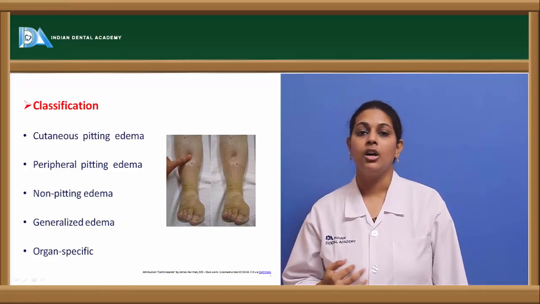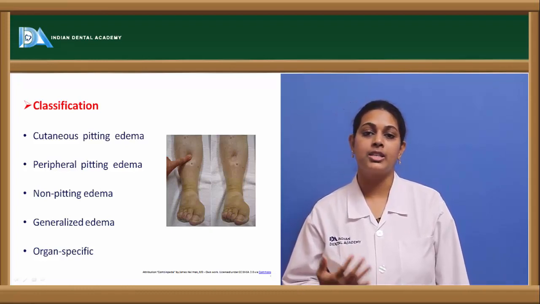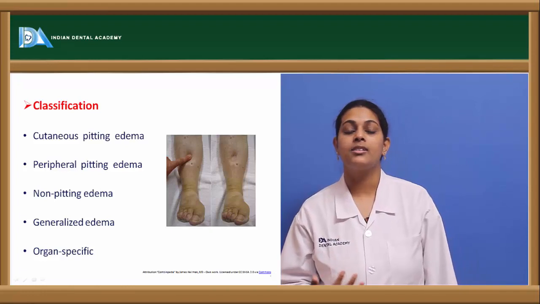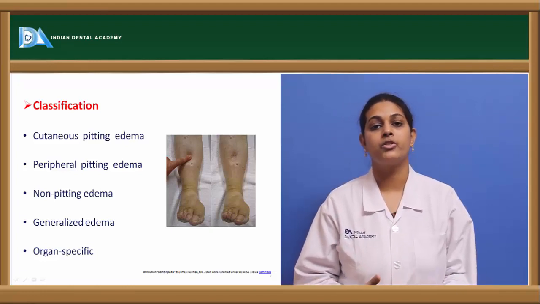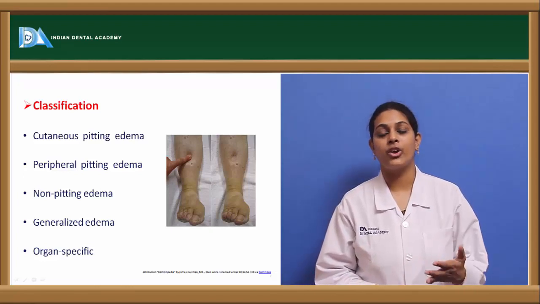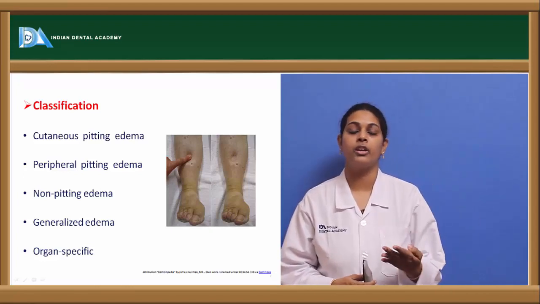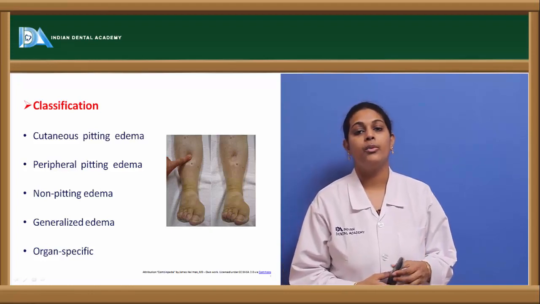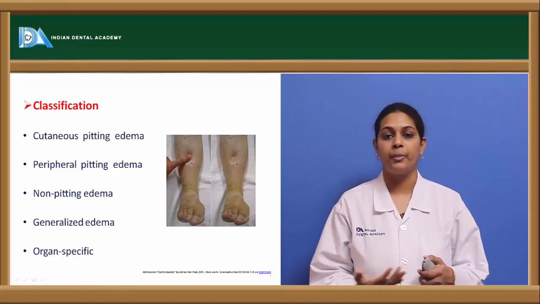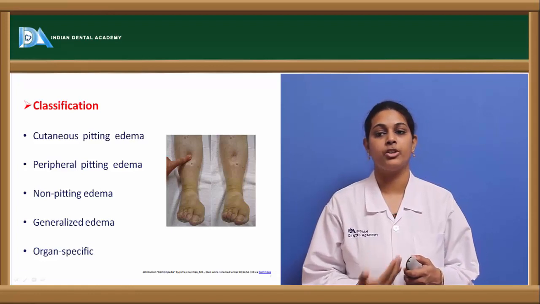Some conditions might show entire systemic edema. That is, the generalized body shows this kind of swelling, as we see in conditions of chronic renal failure, which could be one of the reasons, since there is alteration in the glomerular filtration rate, where we see generalized edema in a patient suffering from such conditions.